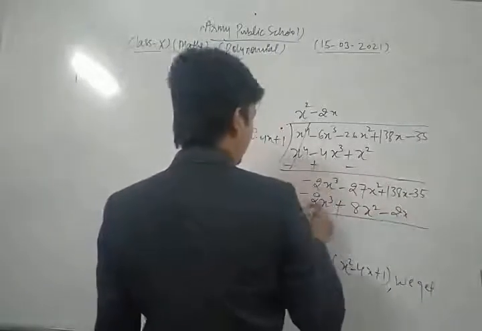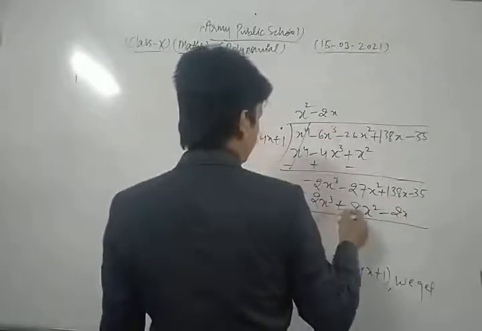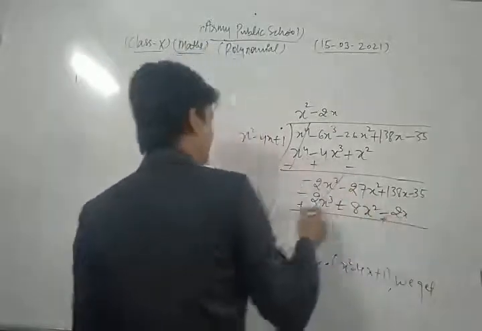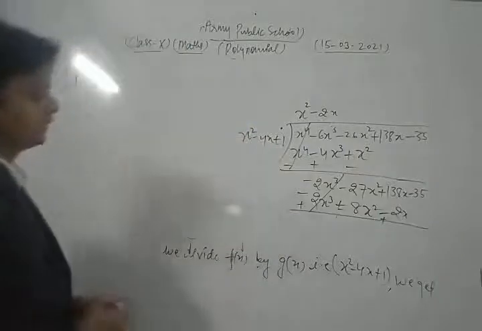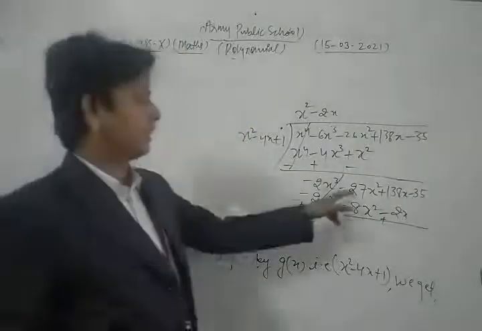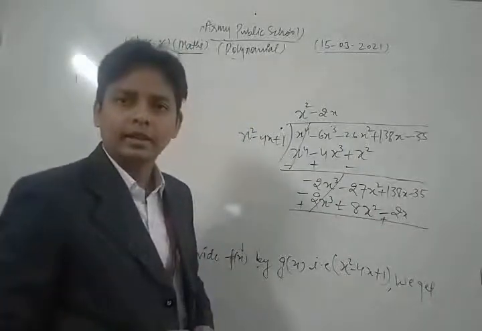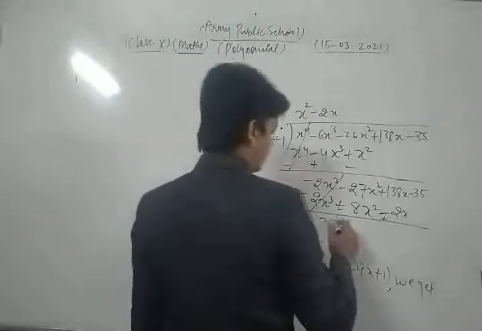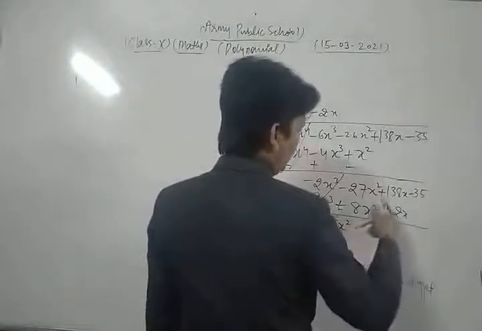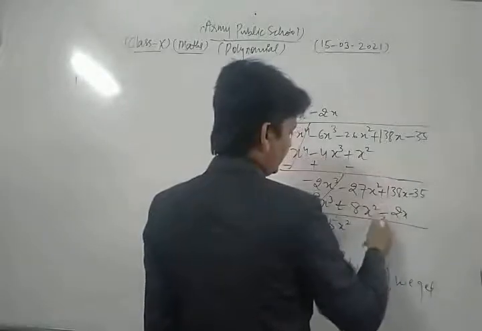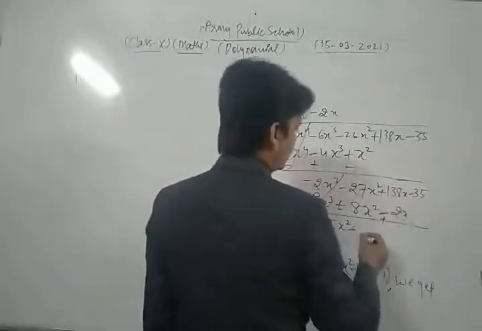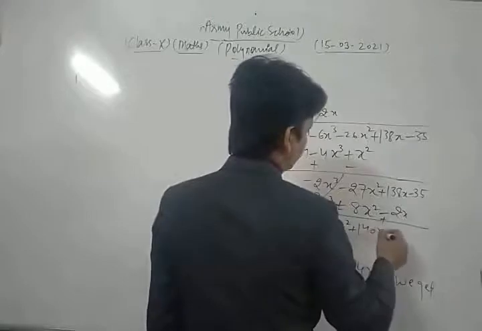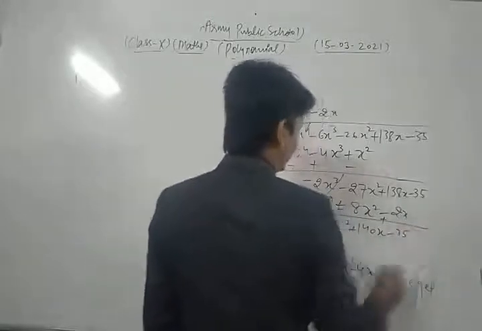Now changing the signs, these terms cancel each other. Now what do I get? Let's see. Here 27 and 8 make 35, so minus 35x square. Now here plus 138 and plus 2x, so we get plus 140x, and minus 35 as it is.